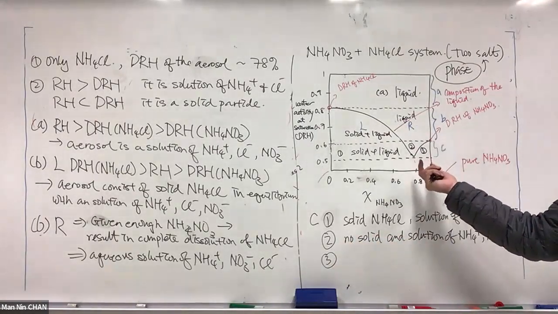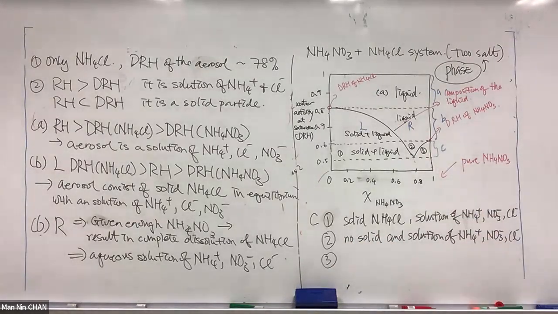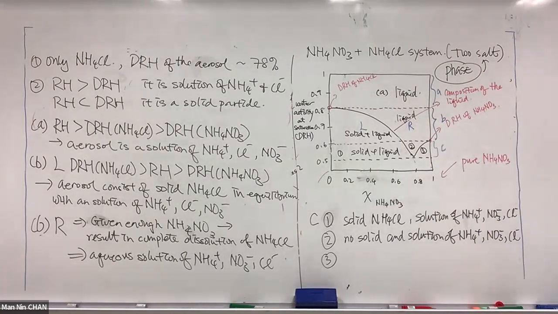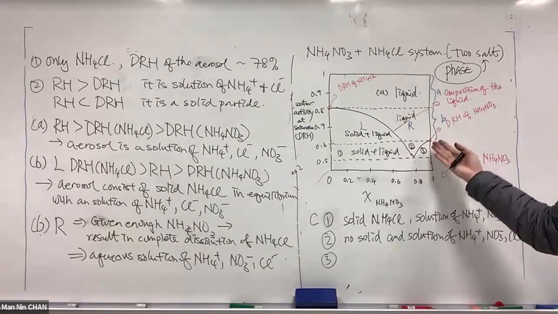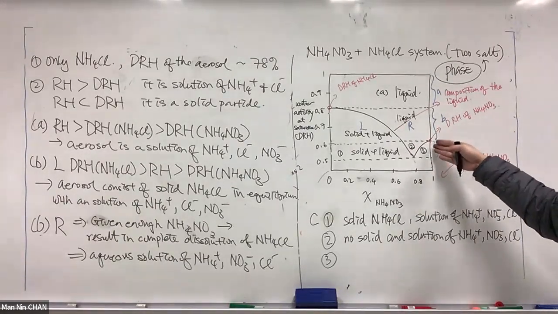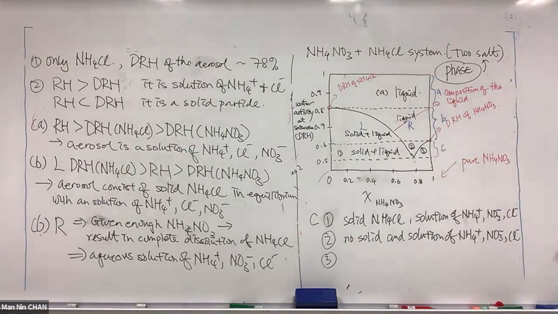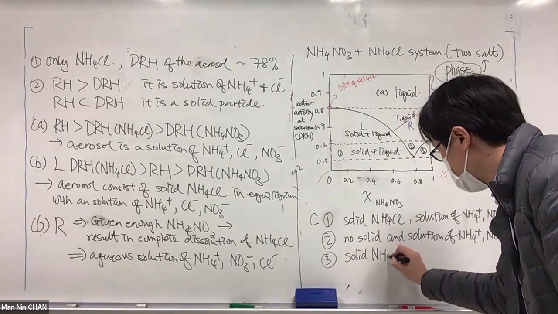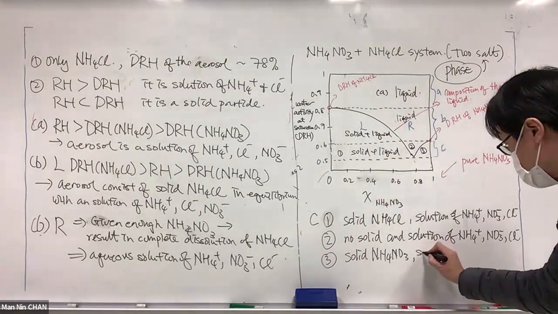So now you can argue why it looks like this. If you're in region 3, what will happen? Now it's below the DRH of your ammonium nitrate, so you can form some solid ammonium nitrate. Close to the right-hand side here, you have pure ammonium nitrate, and the components behave more like ammonium nitrate, also below the DRH. So you have some solid ammonium nitrate, but of course you can have some solution.